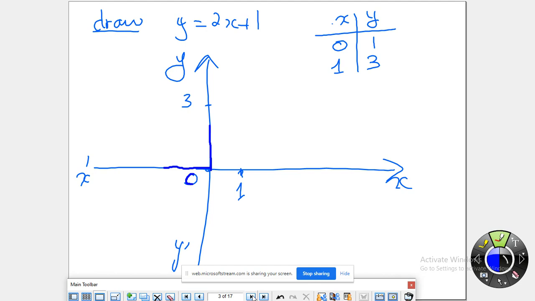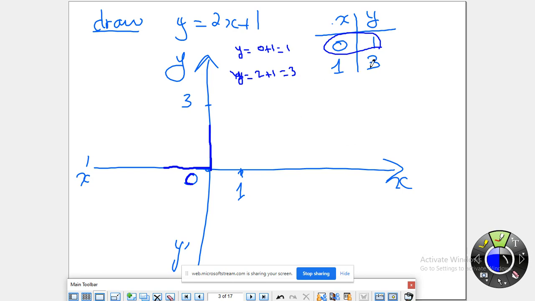Now, how do we draw a line? It's easy. I need to take points. How are we going to take points? You can pick any x and replace it to find y. If I replace x by 0, I will have y equal 3 times 0, 0, plus 1. So y is 1. So for x equal 0, y is 1. This is my first point. I can replace, for example, x equal 1, and I will have y equal 3 times 1, 3, plus 1 is equal to 4. So this is my second point.